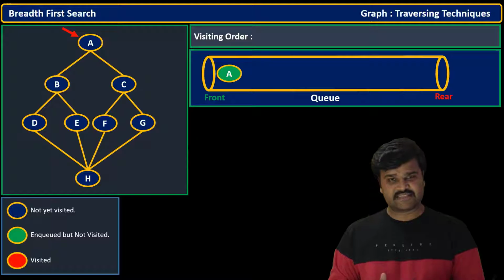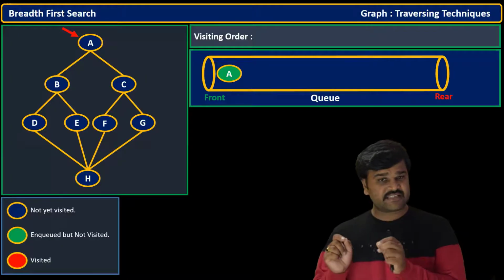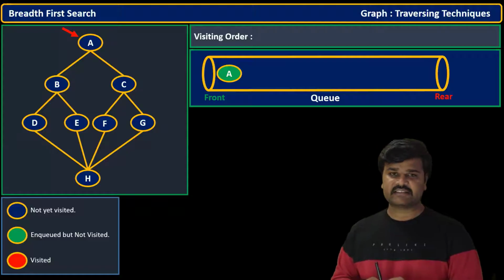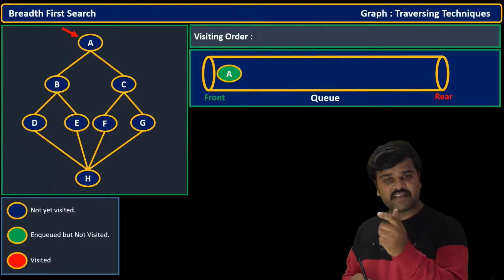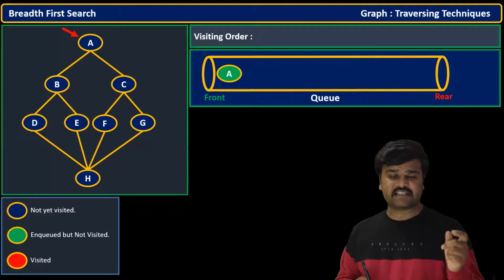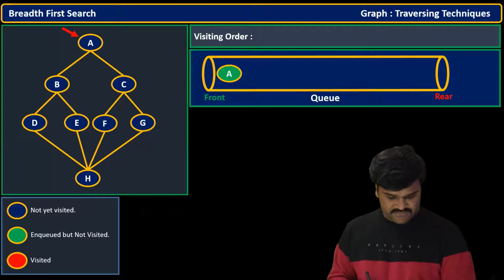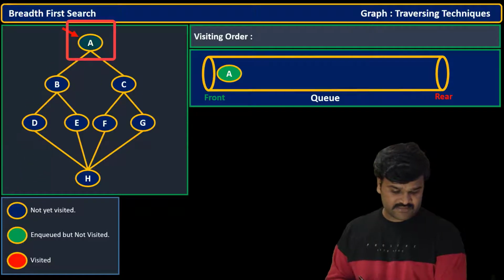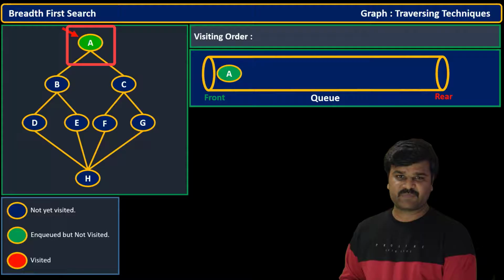As we discussed, if any vertex is enqueued, you can see the three statuses. Green color says that the vertex is enqueued and not visited, so you just change its color to green. That is why we must change the color of vertex A to green, so that you can observe.